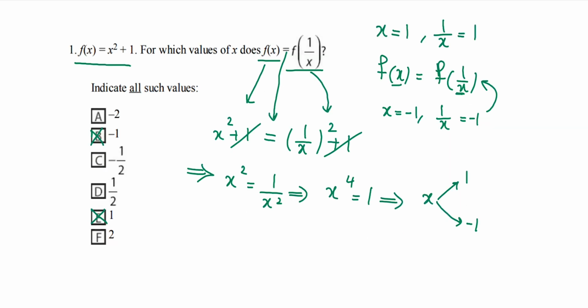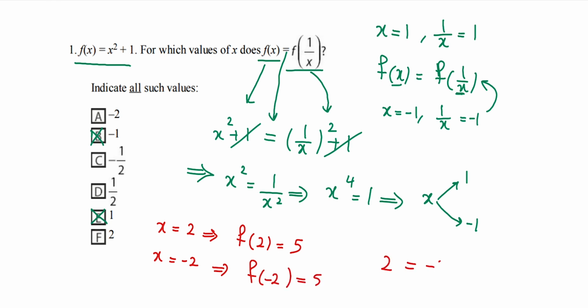But we should remember it is not always true. For example, if x equals 2 or x equals negative 2, f of 2 is 5. And f of negative 2 also is 5.